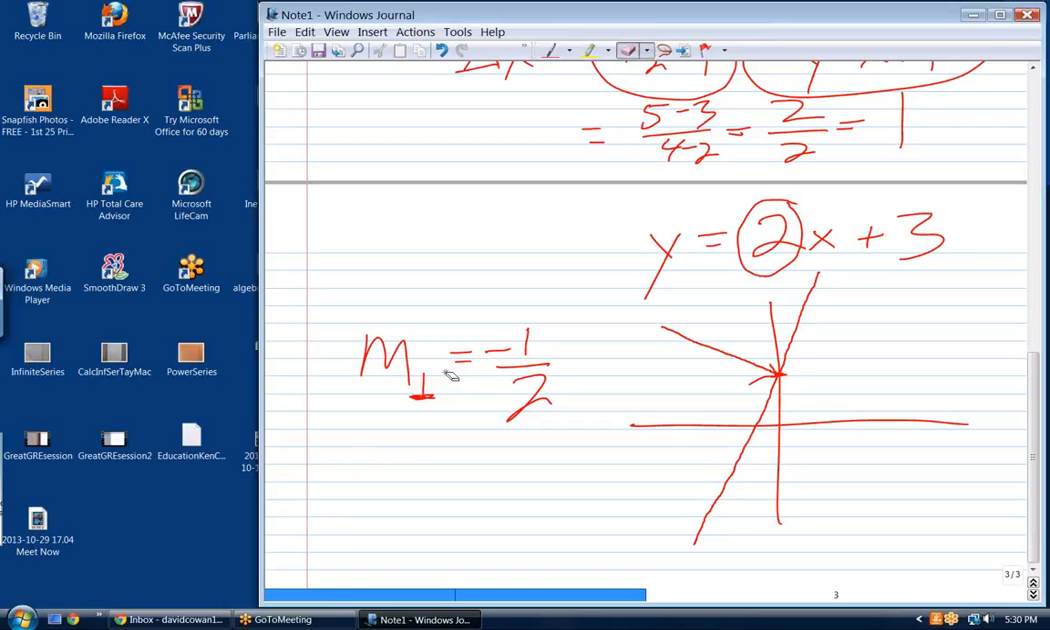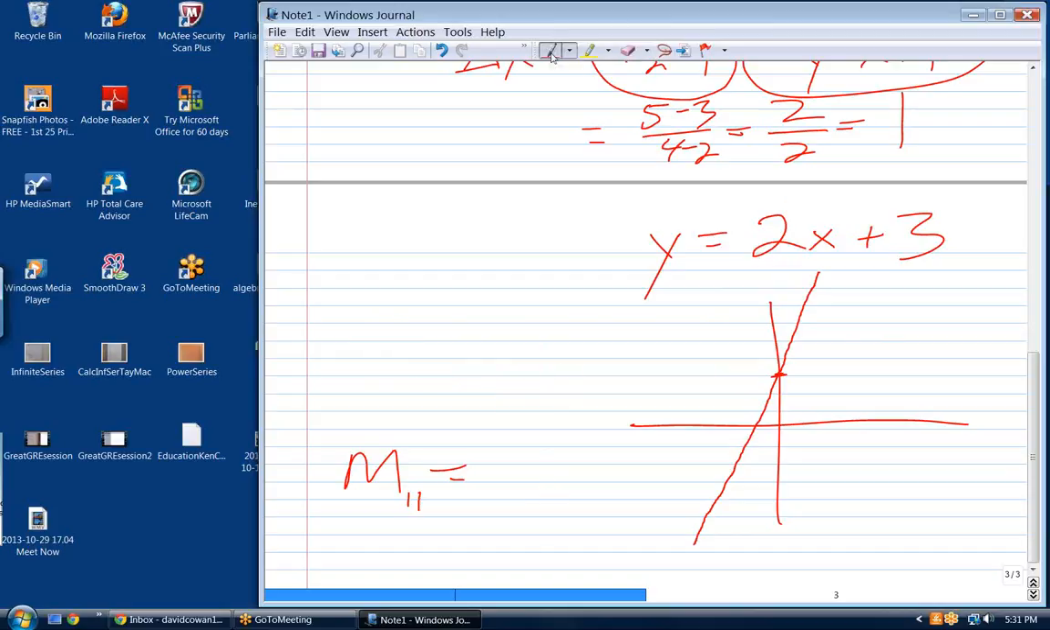What is the slope of a parallel line to this equation? y = 2x minus something. What's the slope of all parallel lines? There's a line that's parallel. There's a line that's parallel. What's the slope of all of those lines? 2? Yep. In other words, parallel lines have the same slope.